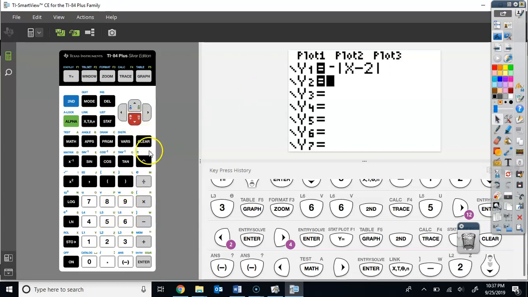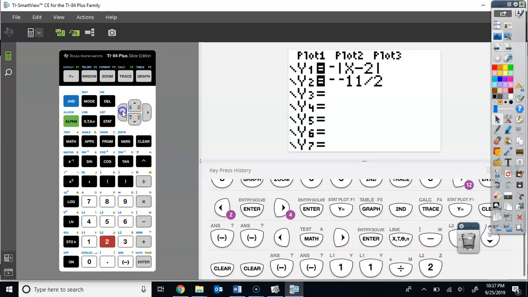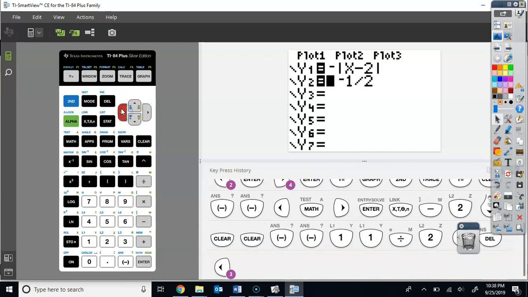Then I'm going to type in the second equation, negative 1/2. My calculator's doing the little double tap thing again. Negative 1/2 x minus 2.